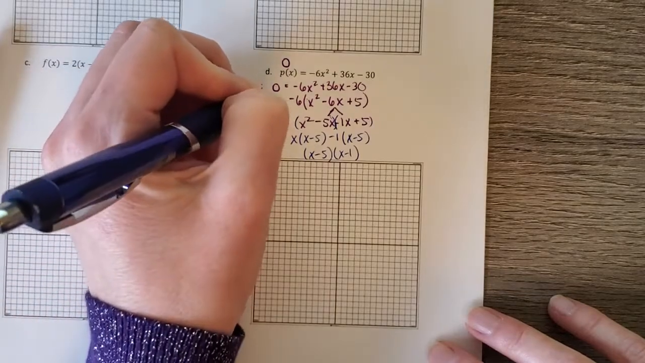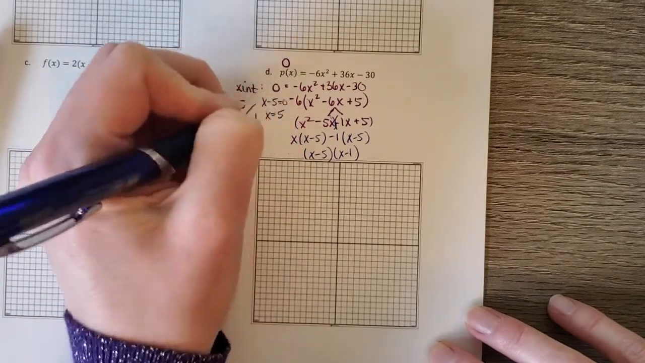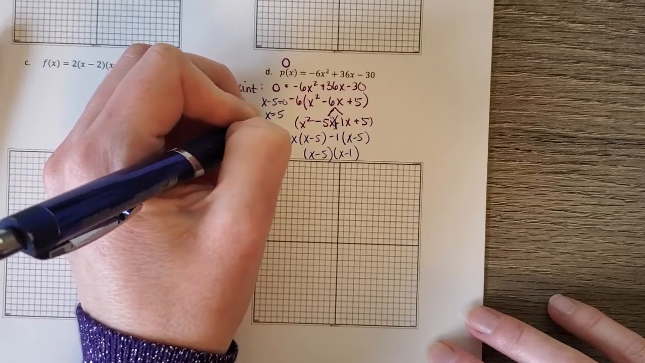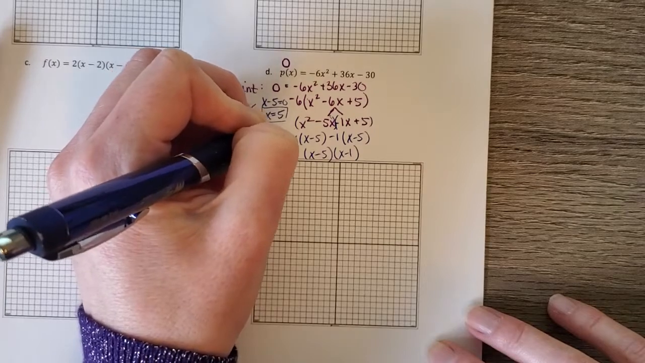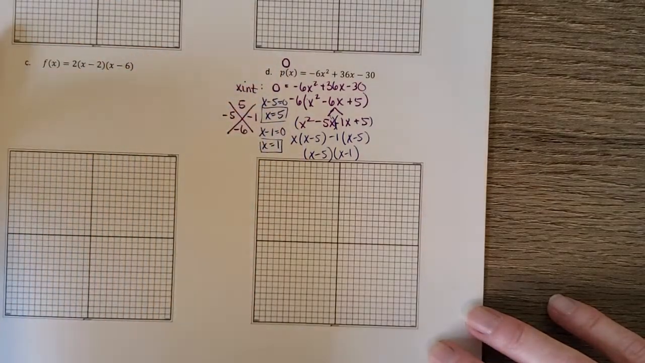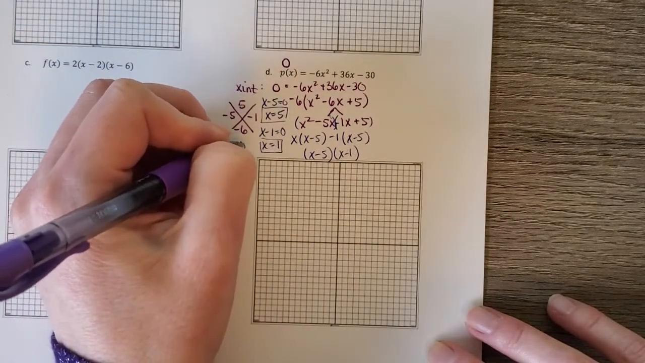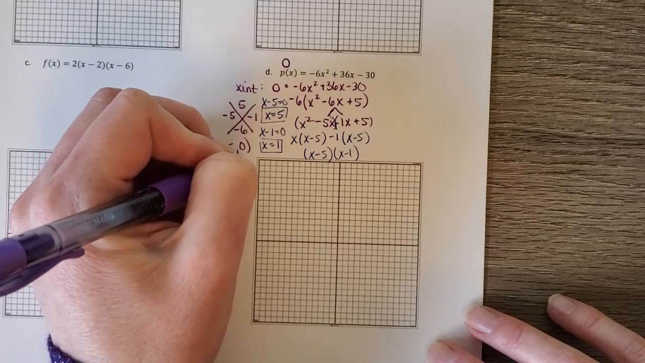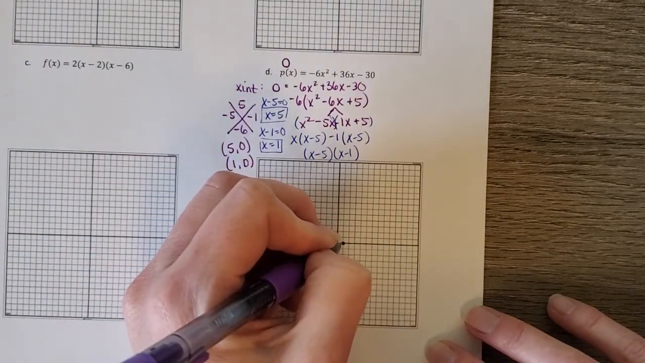If I set those equal to 0, I'm sneaking it in because I want to have room. I get x minus 5 equals 0, x is 5. And then x minus 1 equals 0, x is 1. Those are my values, or my zeros, which become my x-intercepts because I write them as a coordinate (5, 0) and (1, 0). And then I plot on my graph the points (5, 0) and (1, 0).